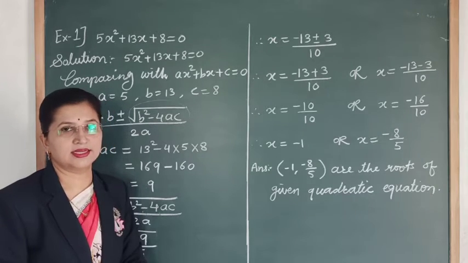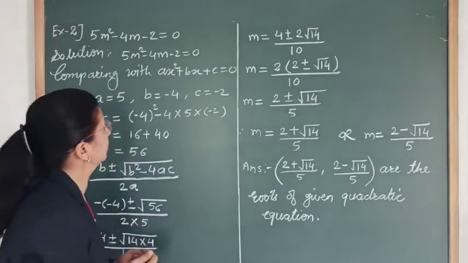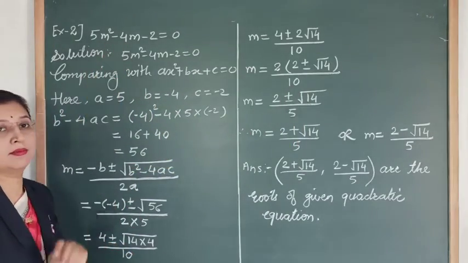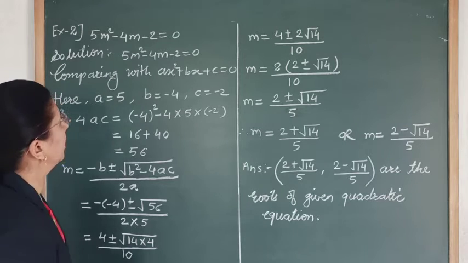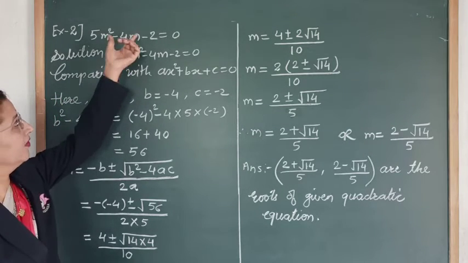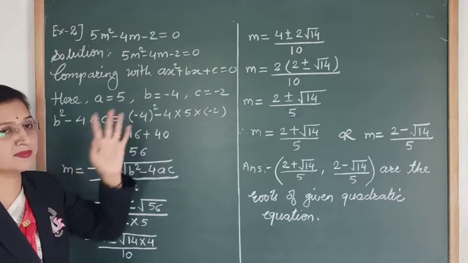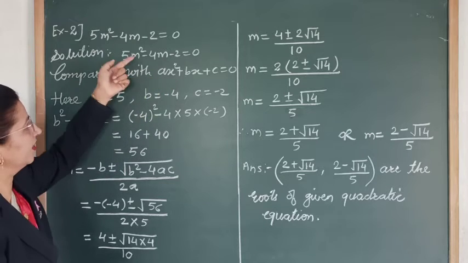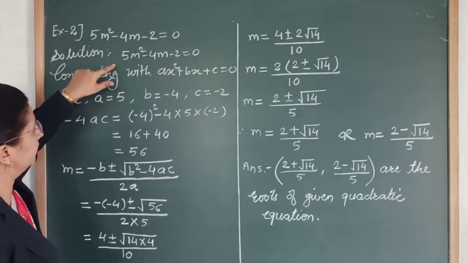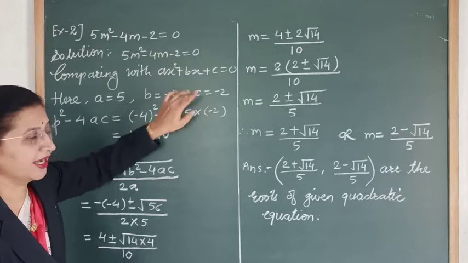Let's see another example. Dear students, now we have another equation, that is 5m square minus 4m minus 2 is equal to 0. Okay. Now same way we will compare the given equation with the standard form, that is ax square plus bx plus c is equal to 0. So here comparing with the standard form, we got the value of a as 5, b that is negative 4, and c is negative 2.